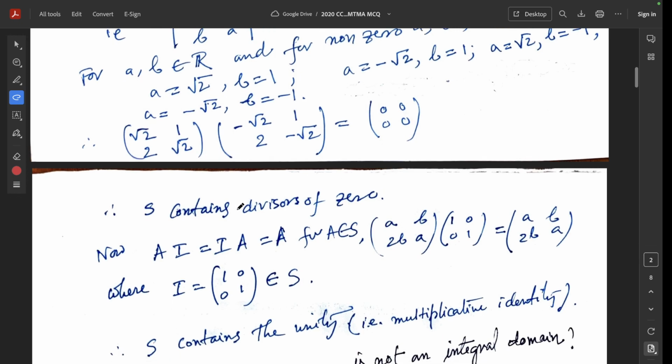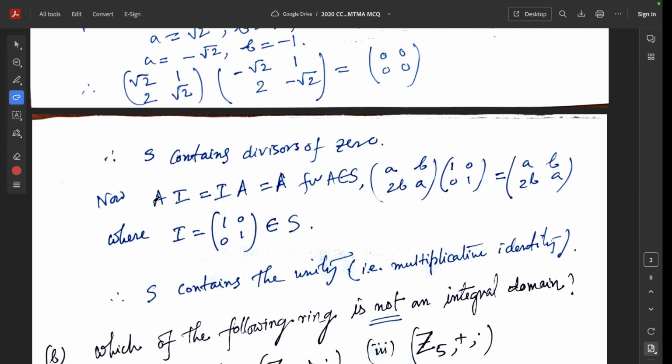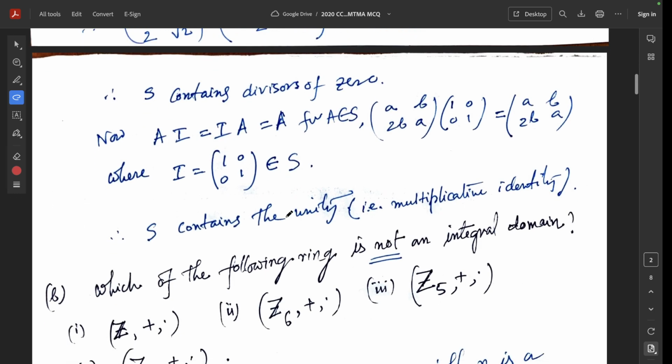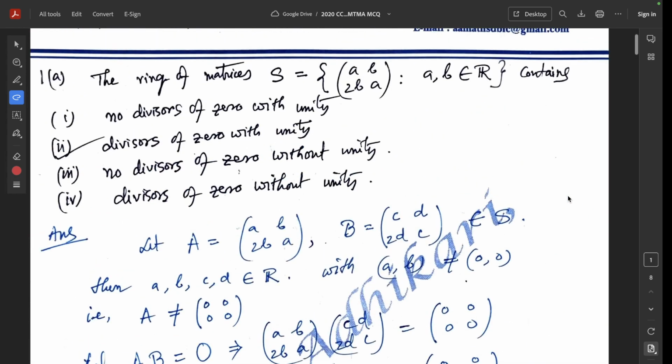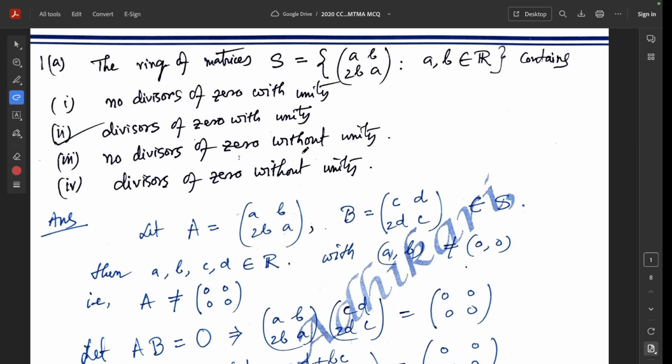the null matrix [[0, 0], [0, 0]]. So S contains divisors of 0, because this matrix is not equal to 0, and this matrix is not equal to 0, but their product is 0. Now I is the identity matrix of order 2, and IA equals AI equals A for any A belonging to S, where I is the identity matrix. Hence, S contains the unity, that is the multiplicative identity, and contains divisors of 0. So this ring of matrices S contains divisors of 0 with unity. Correct option is 2.